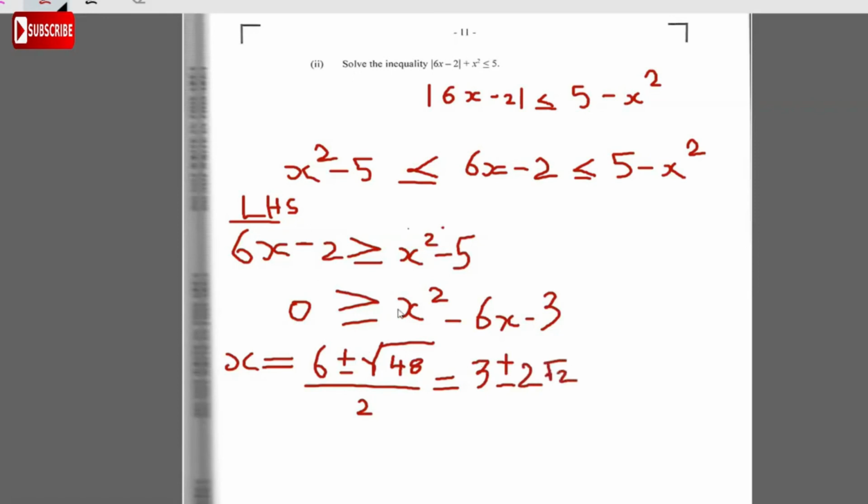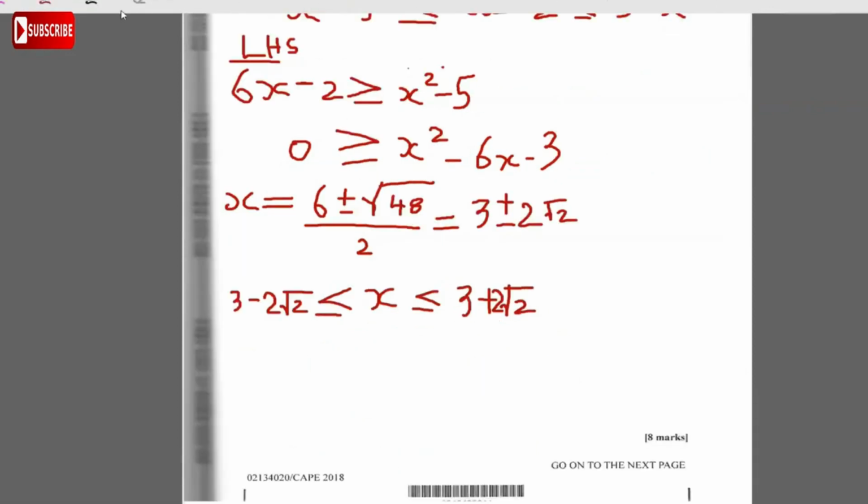So from this end, the solution for this would be that x is between 3 minus 2 root 2 and 3 plus 2 root 2. I left off the 2 right there. So that's from the left-hand side of the solution. Going to the right-hand side now.